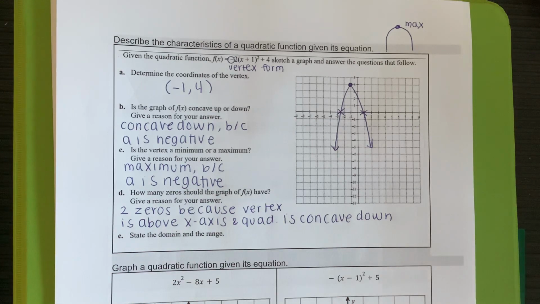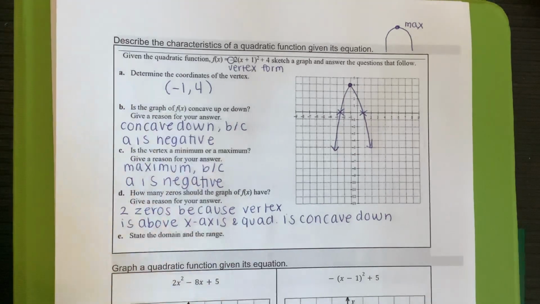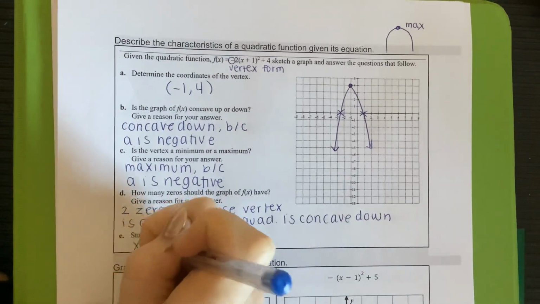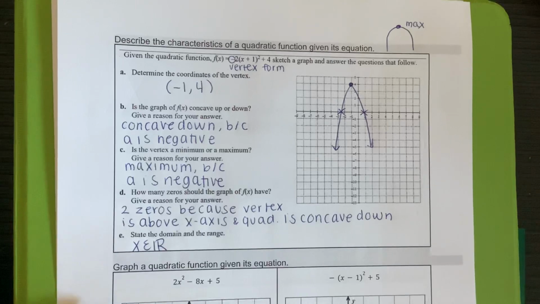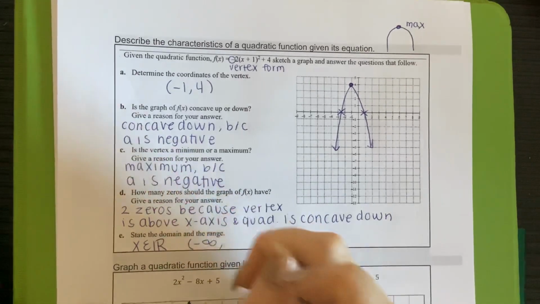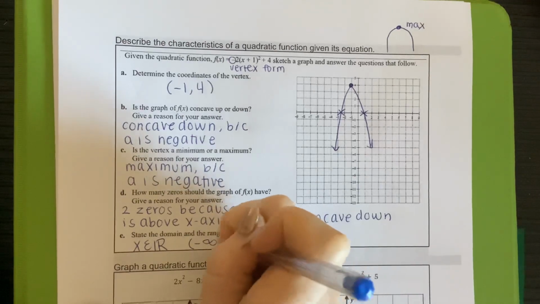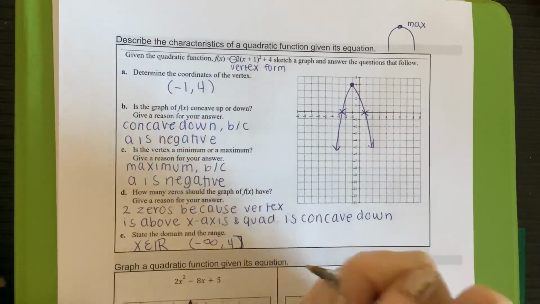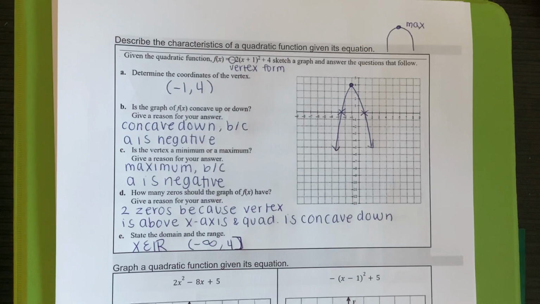Okay, next thing. State the domain and range. So again, your domain is always all real numbers. Your range in this case, because it's concave down, it's going down forever, and the highest it hits is when it hits the vertex, and that's included, so that should be a bracket.